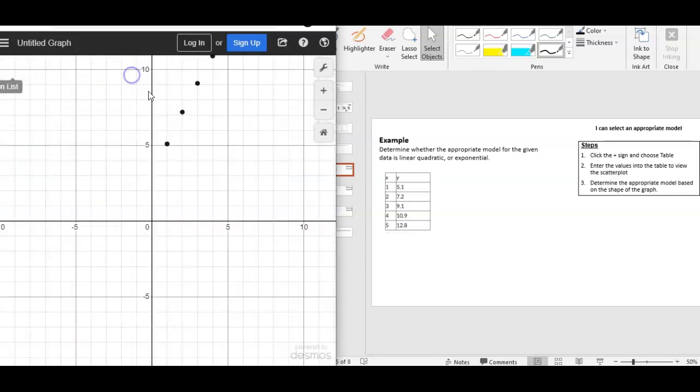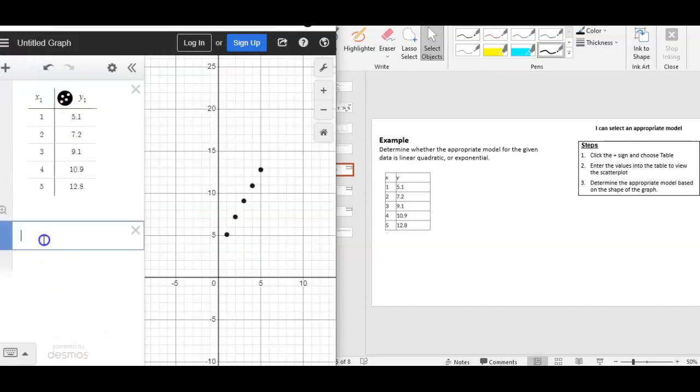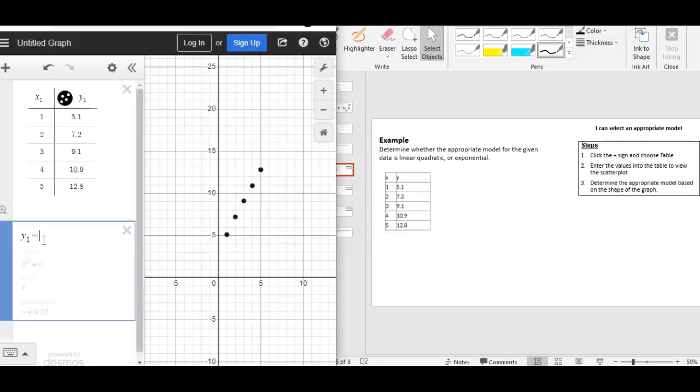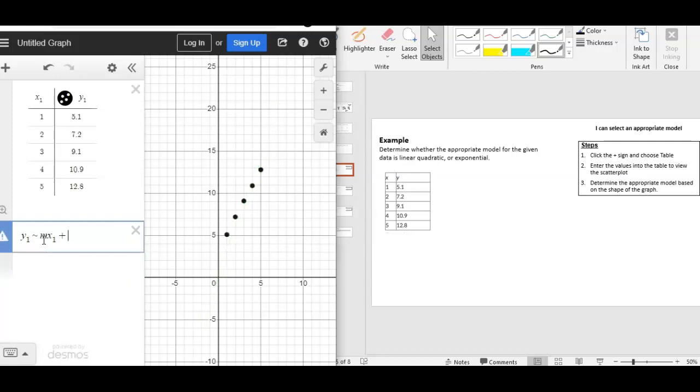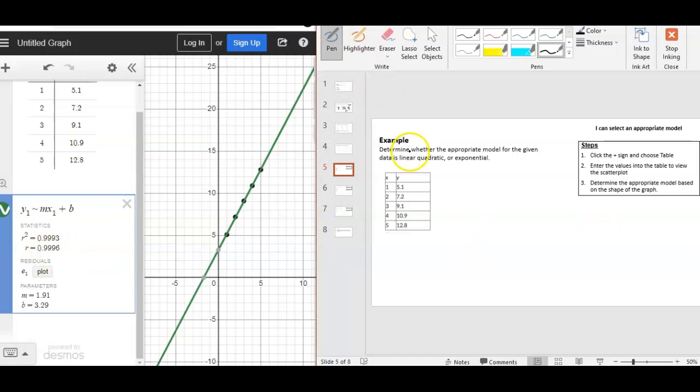And you can see here, I have a nice linear looking shape, right? If I connect these dots, you can see that I would have a straight line. So what I can do now is I can tell DESMOS to approximate a linear function, and I can figure out whether that is going to be a good representation, right? So I type y1 is approximately mx1 plus b. Notice that it tells me I have a correlation of 0.9996, which is very close to 1. So that means a linear model would be best to fit this data, right? So this is a linear relationship.